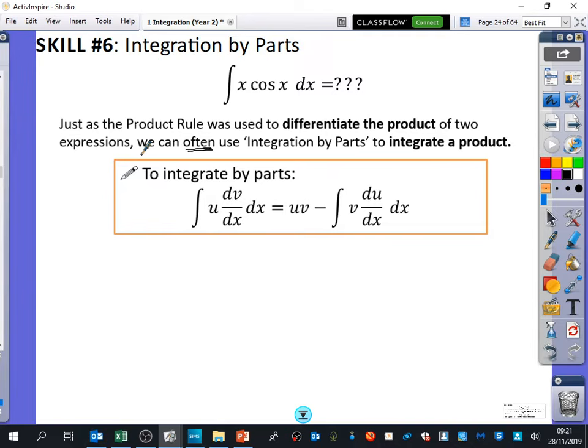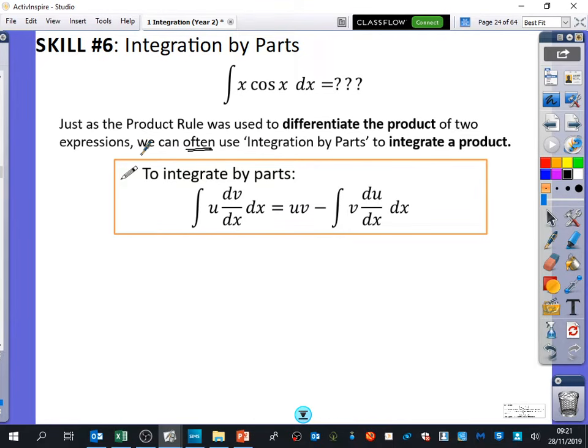I've already said before, sometimes to integrate a product, we would do the reverse chain rule. Sometimes to integrate a product, we would be able to do substitution. And sometimes we will use integration by parts. And the more practice we do on this, the more familiar you'll become with when you should do this.